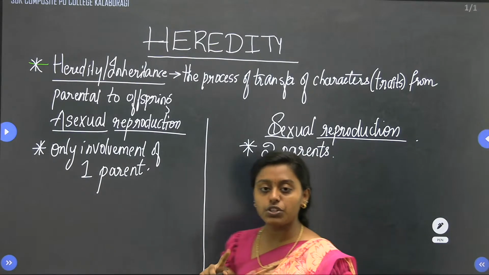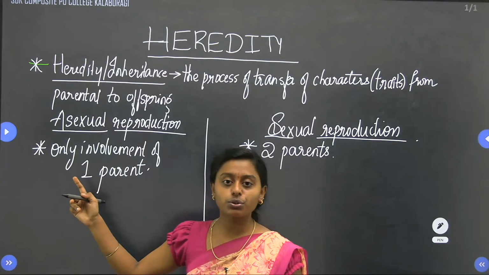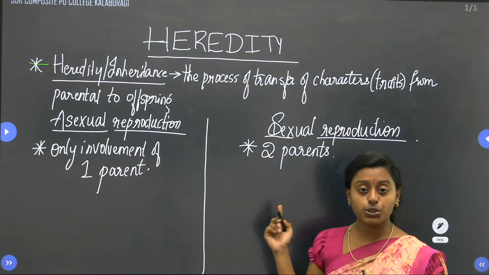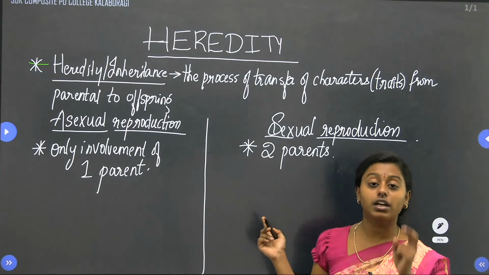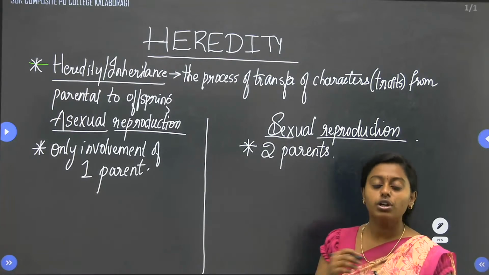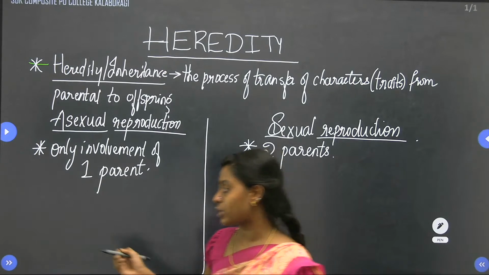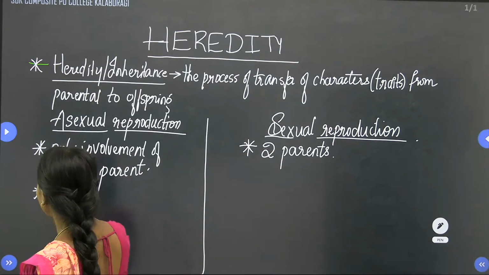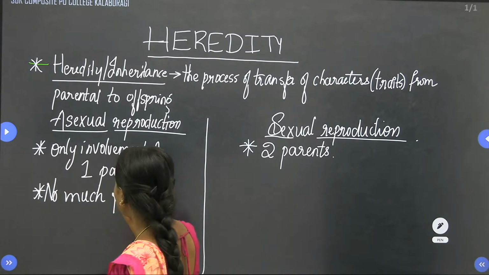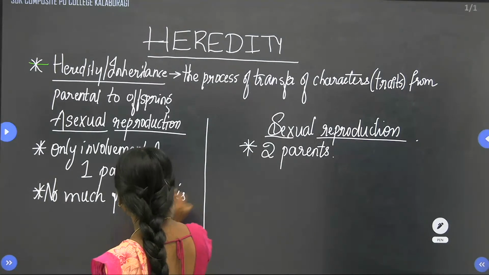Only a single individual acts as a parent in case of asexual reproduction and gives rise to new offspring or the progeny. Whereas in case of sexual reproduction, we can observe that there are two individuals acting as the parents and giving rise to new offspring. Since there is only one individual involved in asexual reproduction, not much variation is produced.